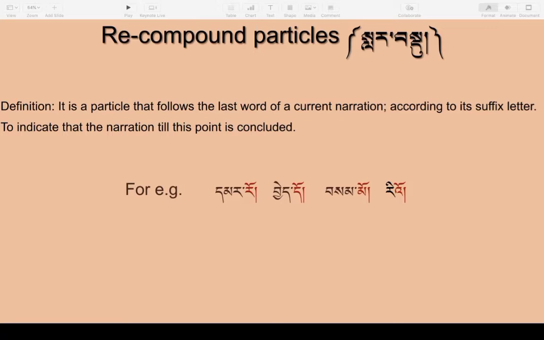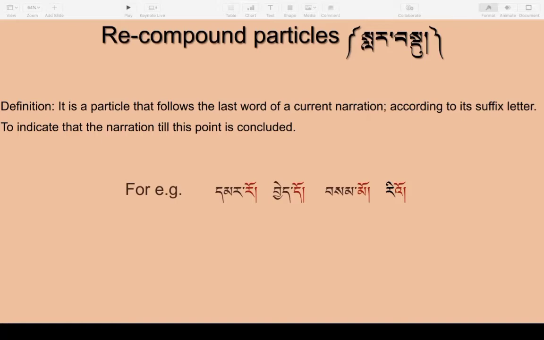The other thing is that when they follow the last word of a narration, they have to look at the suffix letter of the last letter of the last word. What is the suffix letter of the last word, or whether the last word even has a suffix or not. According to those rules, these 11 recompound particles that we just discussed earlier will follow the end of a narration.